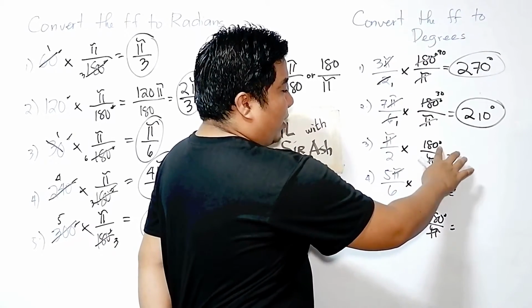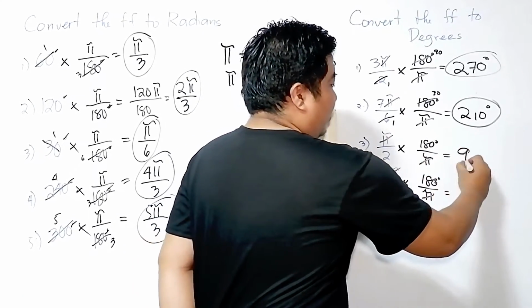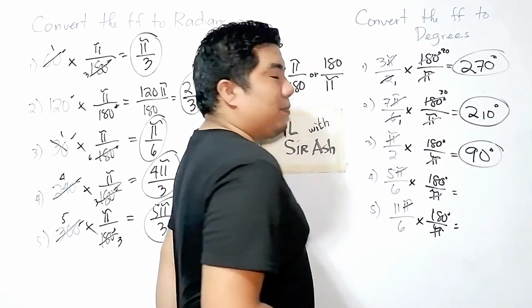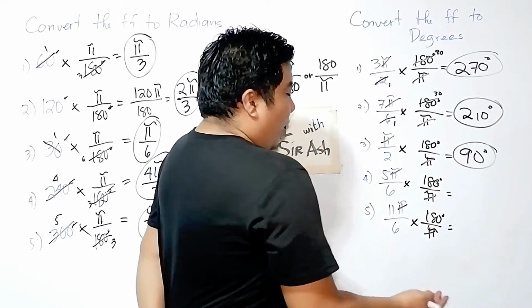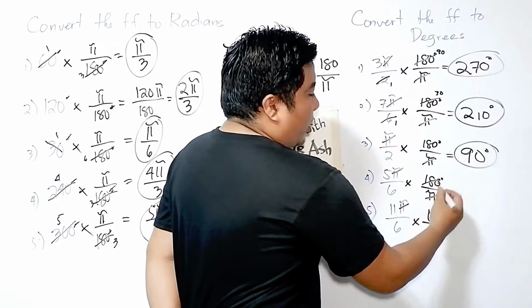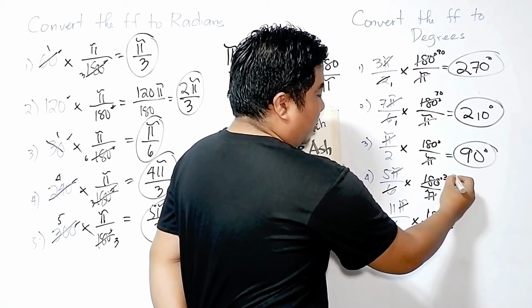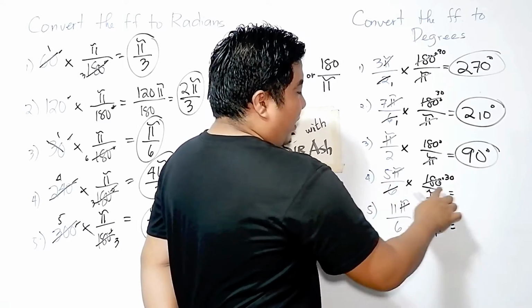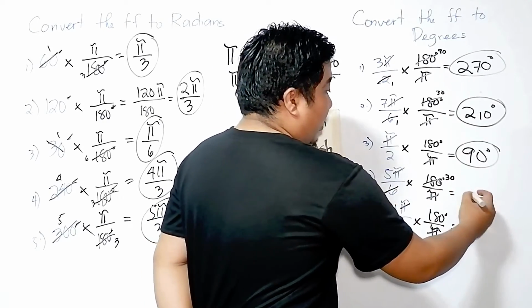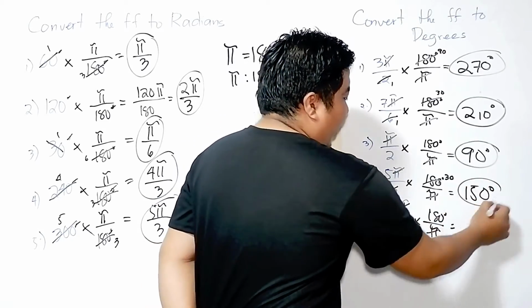We have 180 in the numerator and 2 in the denominator. So 180 divided by 2, that is 90 degrees. Easy, right? Now, how about this one? So we have 5 times 180 over 6. We could just cancel this one, giving us 30 here. And then 5 times 30, that is 150 degrees. And that will be your final answer.